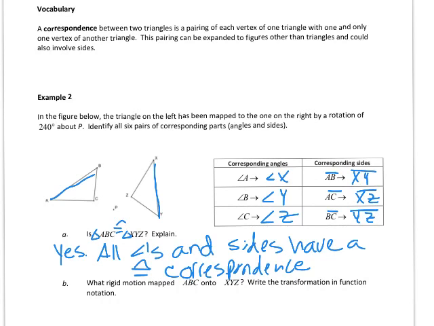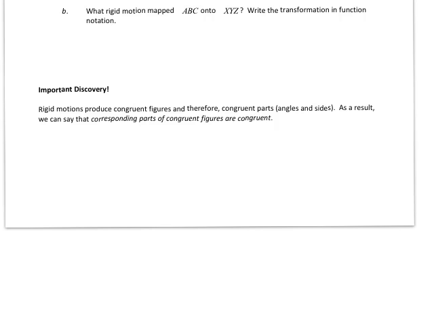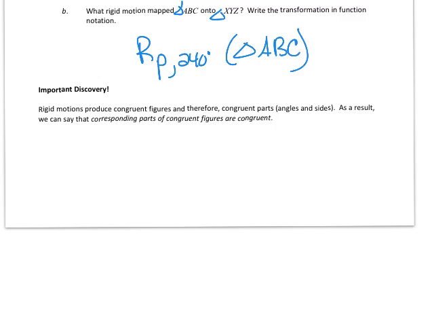Okay. And then we want to decide what rigid motion mapped triangle ABC to triangle XYZ, and write that in function notation. The rigid motion that mapped triangle ABC onto XYZ was the rotation about point P of 240 degrees, and we applied that to triangle ABC. So there's my function notation.